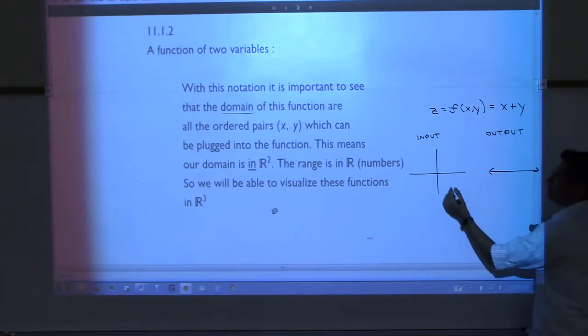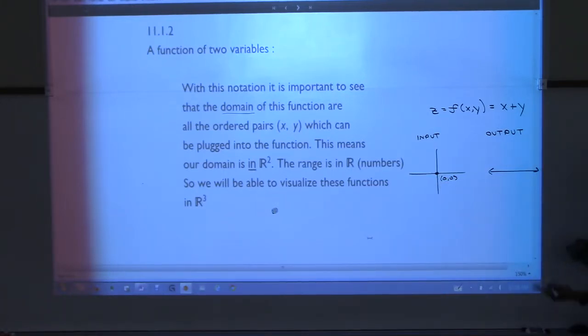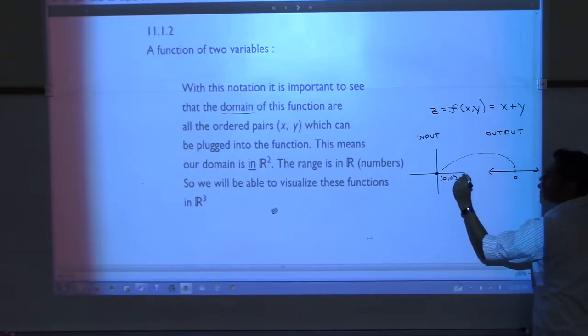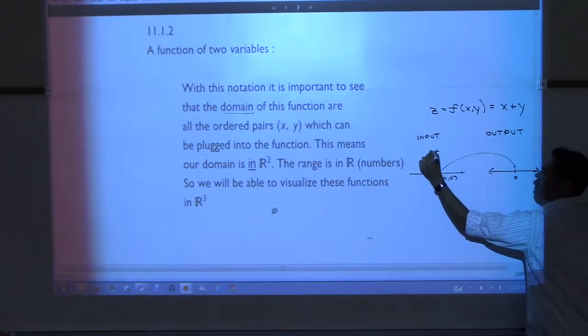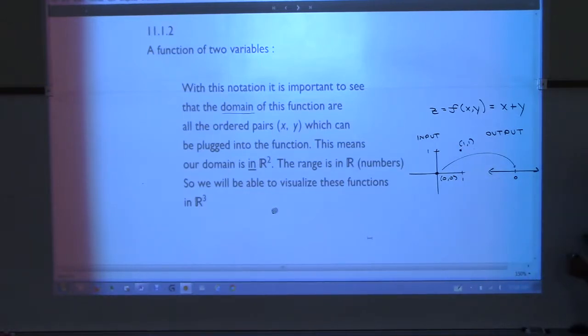So what would happen to this point right here, 0, 0? Where would that go? 0. You plug in 0 for x, 0 for y, it would spit it out over here as 0, right? So that point would go here. Where would this point right here, 1, 1, go? You're going to plug in 1 and 1 here, so that would come out to 2. So that point gets mapped here, right? Do y'all see what I'm kind of doing here?